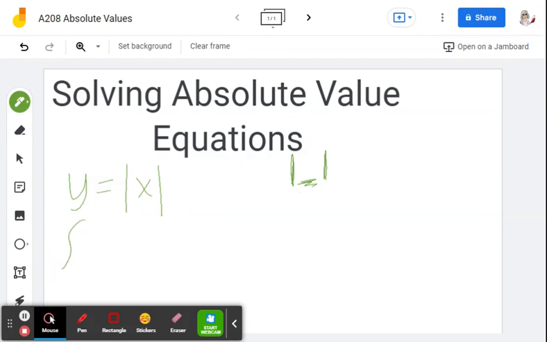So sometimes it's f of x because it is a function. And what these symbols do is make whatever is inside positive. The definition is distance from zero. And that's why it is positive, because you can't have negative distance.